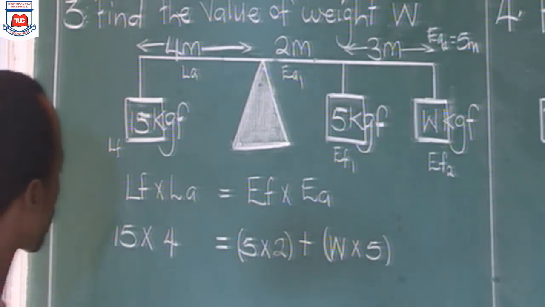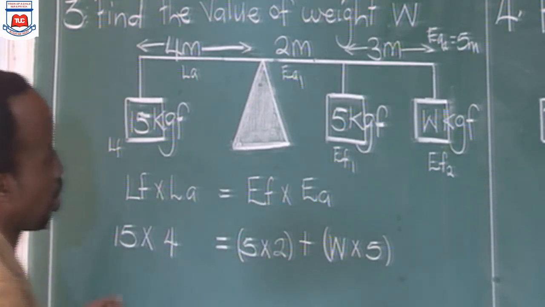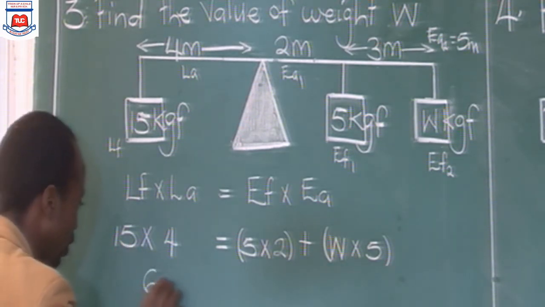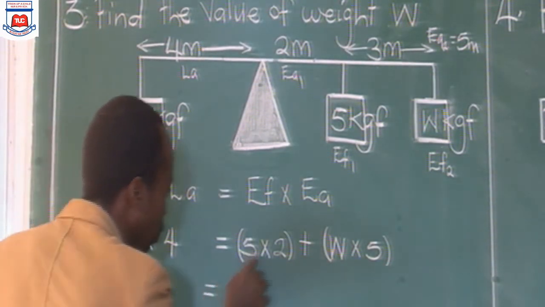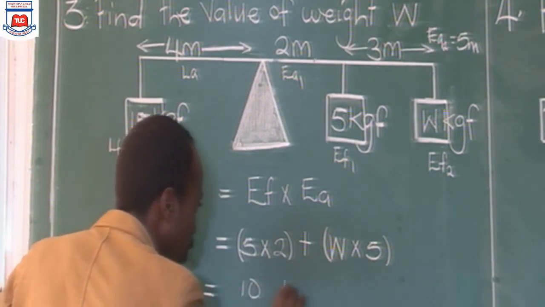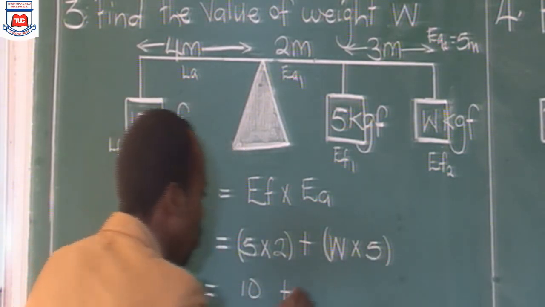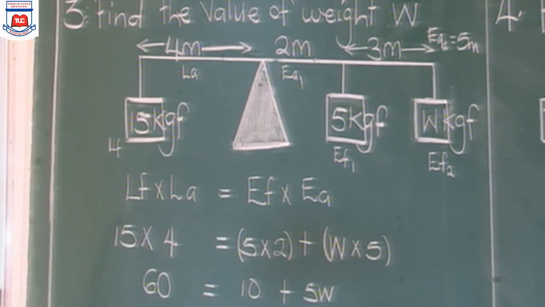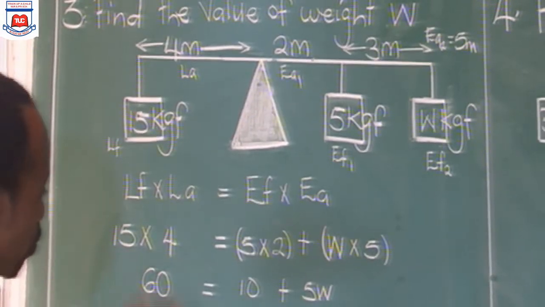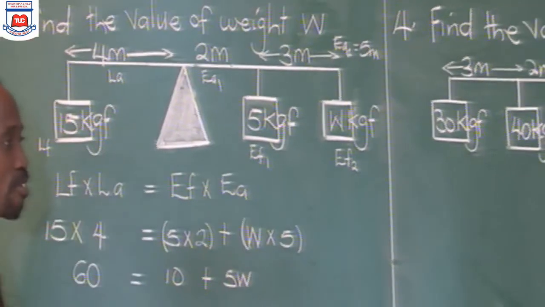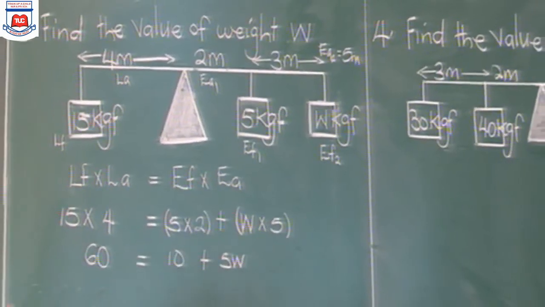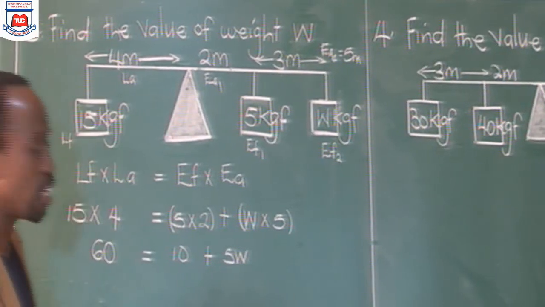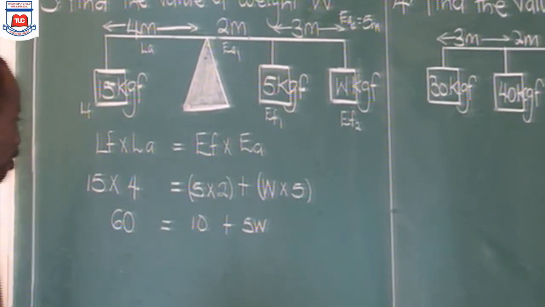Make sure your work is really smart. We have already had 15 times 4, that is 60. I will not repeat that. All right? Is equivalent to 5 times 2 is 10 plus W times 5, that will be 5W. As simple as that. Now we have an equation where we have 2 sides and they have to balance. We said our seesaw should be in equilibrium, in a state of balance. So let's see how we can balance it.